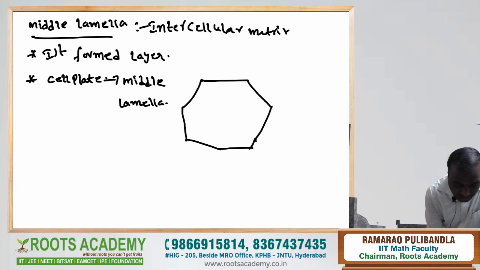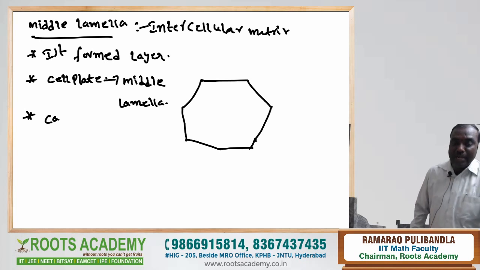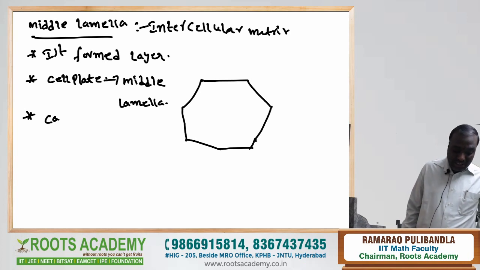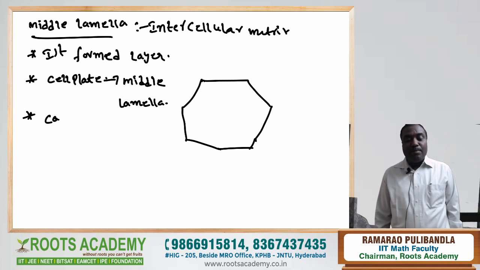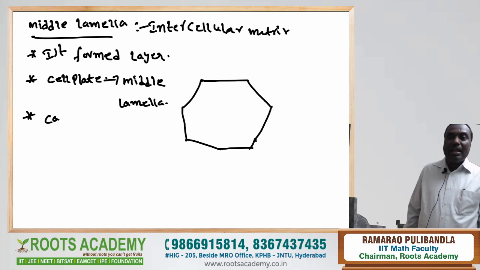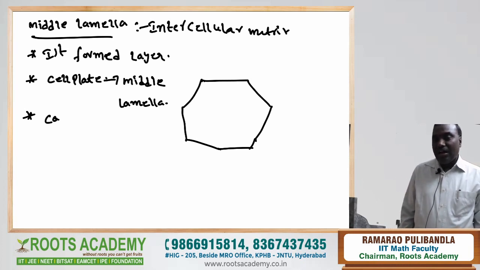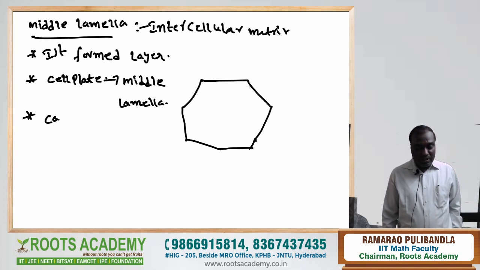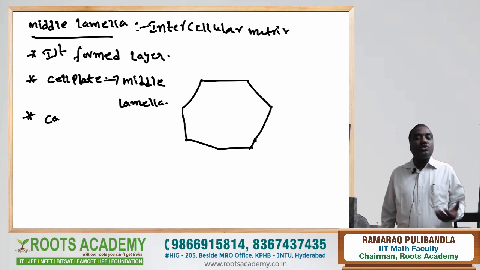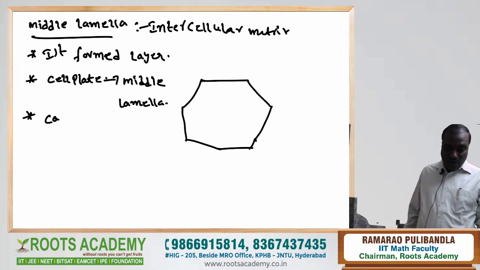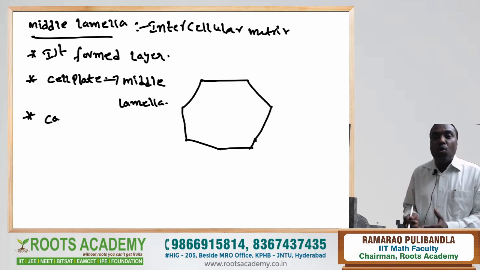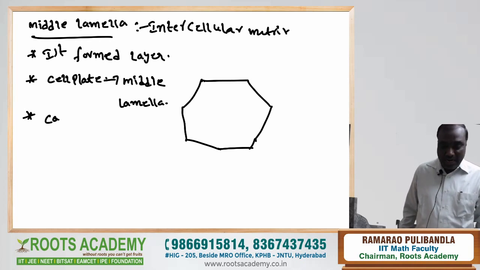Generally, the middle lamella is composed of calcium pectate and magnesium pectate. Which cell organelle plays an important role in the formation of the middle lamella? The Golgi apparatus. The Golgi apparatus plays an important role in the formation of the cell plate. The cell plate undergoes various physical and chemical changes, then forms the middle lamella. The middle lamella is a glue or cement layer between two adjacent cells.